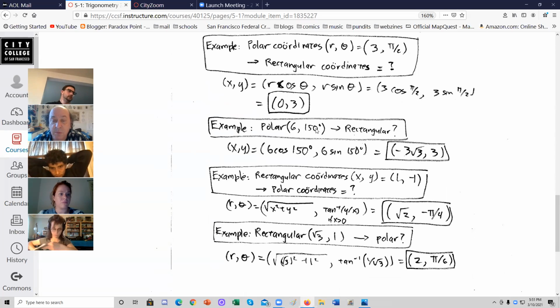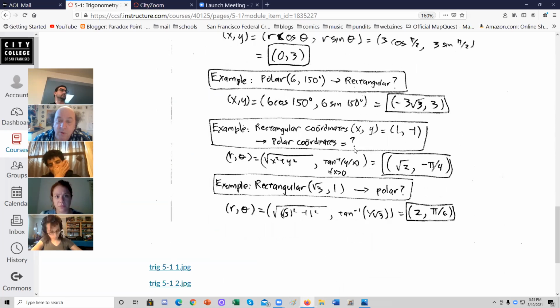If the polar coordinates are 6 by 150, what are the rectangular coordinates? It'll be 6 cos 150 by 6 sine 150. Cosine of 150 is minus root 3 over 2 times the 6 is minus 3 root 3. Sine 150 is a half times 6 is a 3. So minus 3 root 3 by 3.